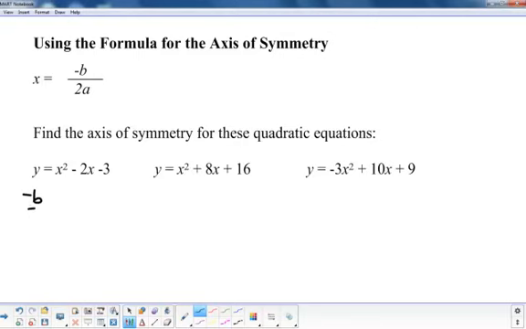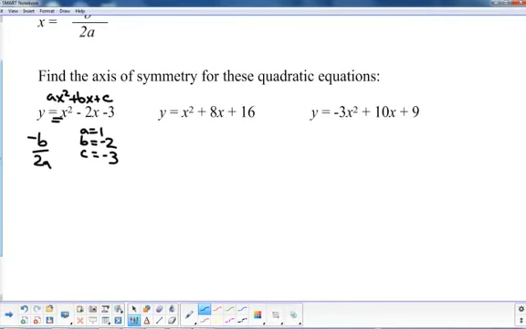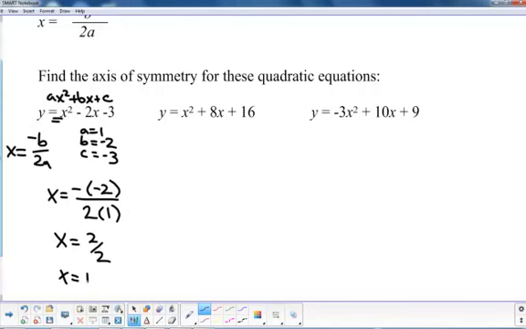Let's think about negative b over 2a. We have ax squared plus bx plus c. A is 1, the coefficient of x squared. B is negative 2. C is negative 3. So if we plug that in, we would have x equals negative 2 all over 2 times 1. So we have 2 over 2, which is 1. This is telling us, if we look at our graph, at 1 is our line of symmetry.